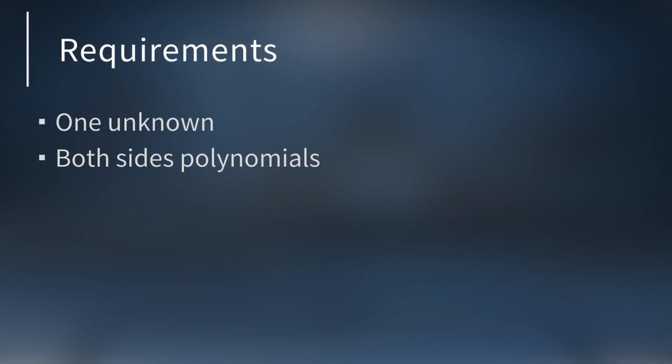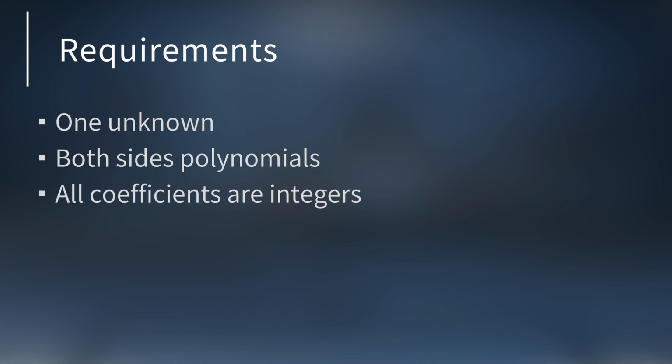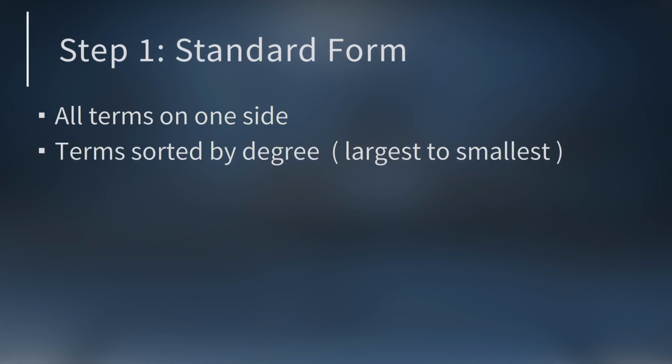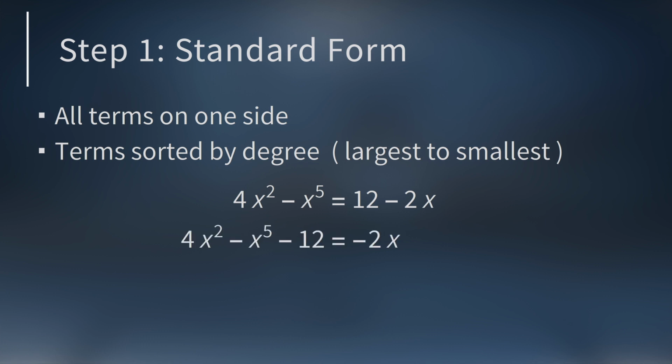We're going to focus on Diophantine equations with one unknown where both sides are polynomials and all the coefficients are integers. The first step is to get all terms on one side and rearrange the terms from largest degree to smallest degree. For example, look at the equation 4x squared minus x to the 5th equals 12 minus 2x. If you subtract 12 from both sides, you get 4x squared minus x to the 5th minus 12 equals negative 2x. Next, add 2x to both sides to get 4x squared minus x to the 5th minus 12 plus 2x equals 0. Now all the terms are on one side.